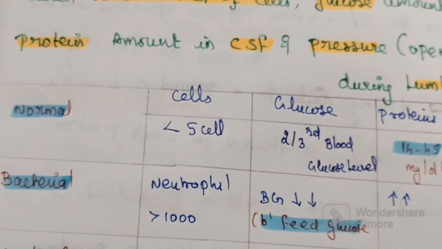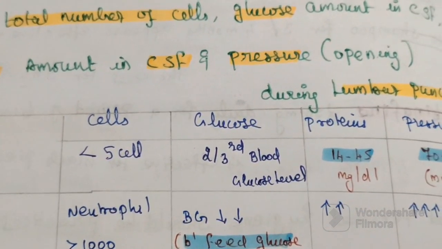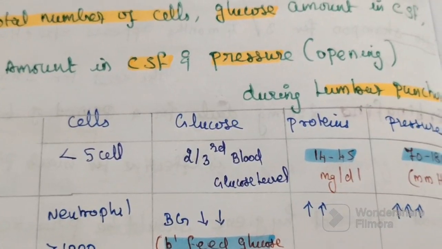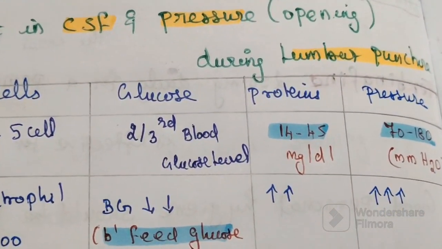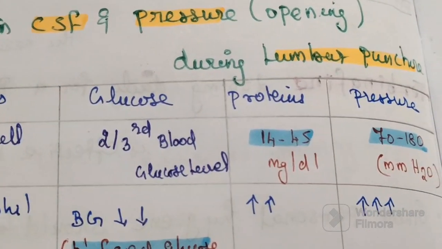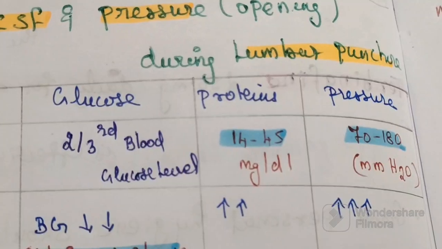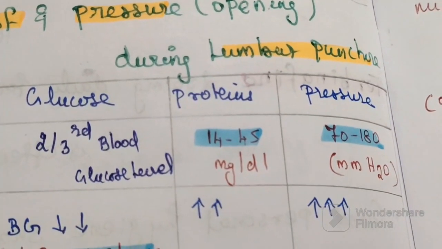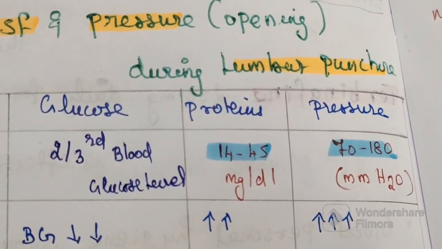Normally, fewer than 5 cells will be there. Glucose quantity will be two-thirds of the blood glucose level. Protein will be 15 to 45 mg per deciliter, and the opening pressure normally will be 70 to 180 millimeters of water.